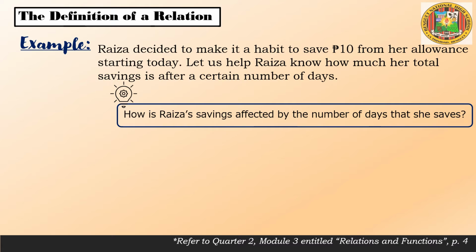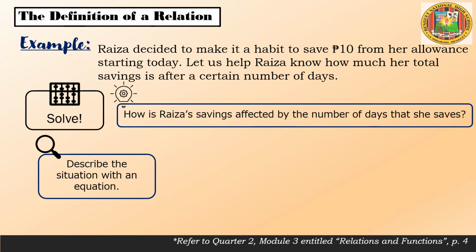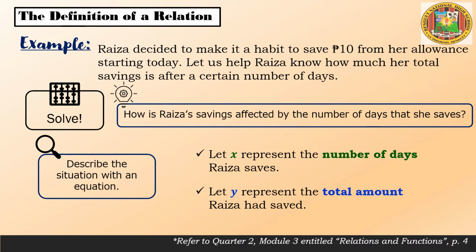Now that we have learned about the relation in the situation, we solve. First, let us describe the situation with an equation. We represent the independent variable, which is the number of days that Raisa had saved, with x. We let y represent the dependent variable, which is the total amount Raisa had saved.